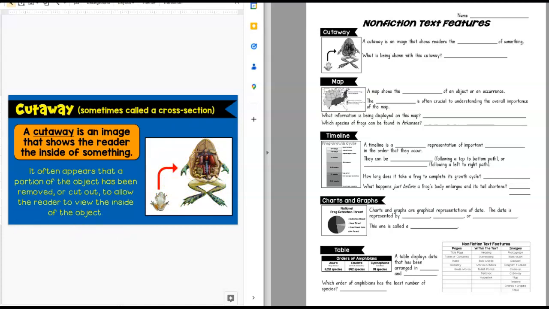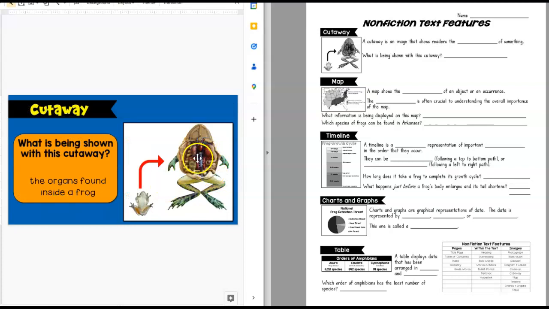I'm going to pull up the next picture because it's a little closer. It says, what is being shown with this cutaway? The organs that are found inside the frog. Isn't that cool? Love it. Okay, go ahead and fill in your words up here.